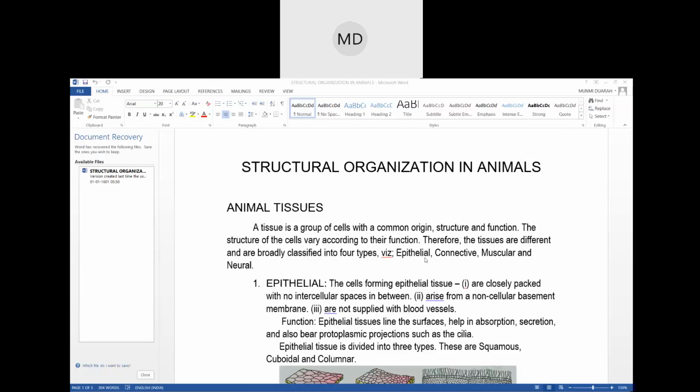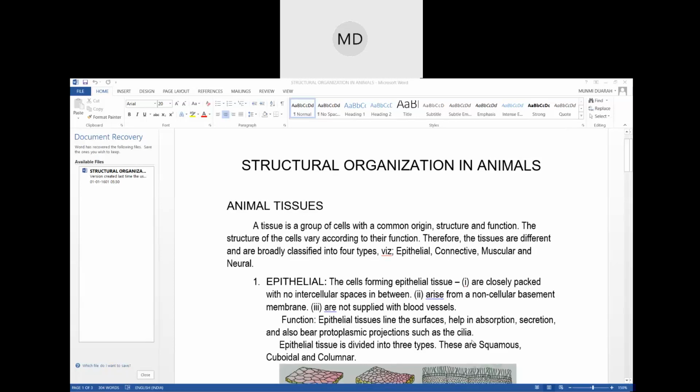Okay, so what are the epithelial tissues? I discussed this a little bit already. They cover the body linings. All those epithelial cells line the surface of our body. Here you can see the function. Absorption is the function of epithelial tissues. It absorbs, then secretions, then also we have cilia. Cilia is shown here in the diagram. I'll show you the diagram.